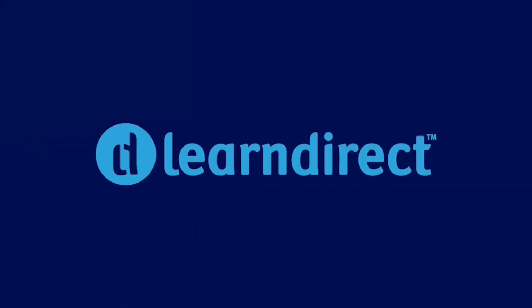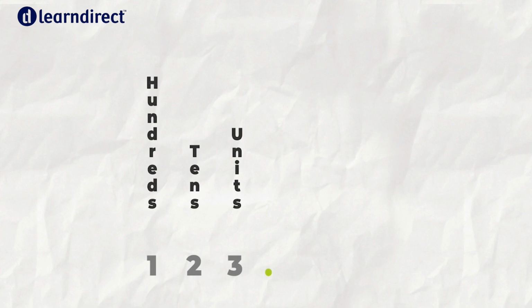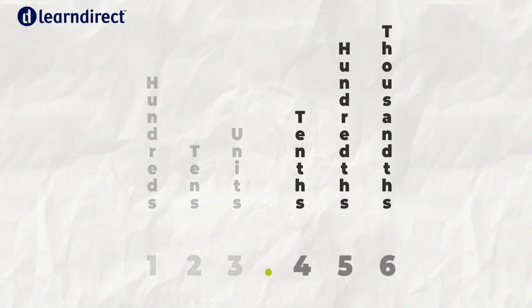Using place value to compare decimal numbers. A place value table is split into two halves. The columns before the decimal point show the whole numbers: hundreds, tens, units. The columns after the decimal point show the decimal parts: tenths, hundredths, thousandths, and more.